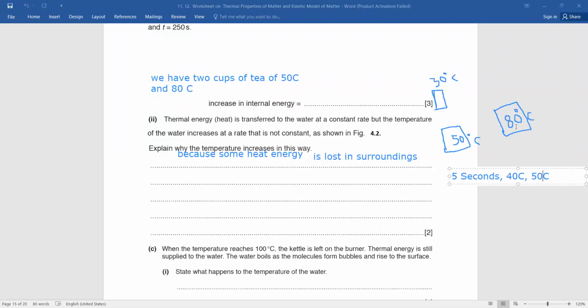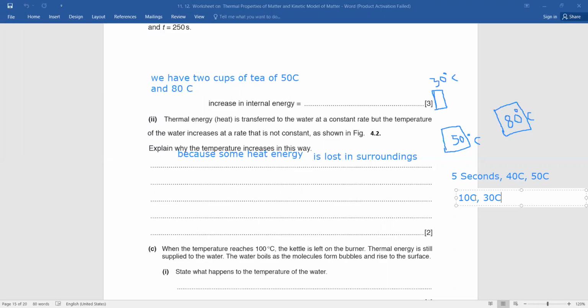Is it clear? Yes, sir. So the 50-degree one in 5 seconds is losing how much? 10 degrees Celsius. And the 80-degree one, how much is it losing? 30 degrees. So who is losing more? The 80-degree one is losing more heat, right? Yes, sir.